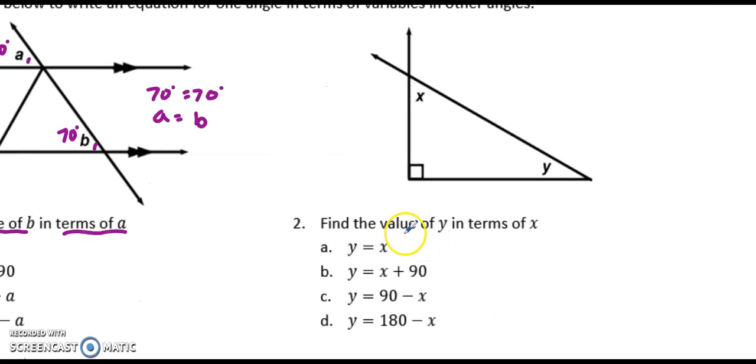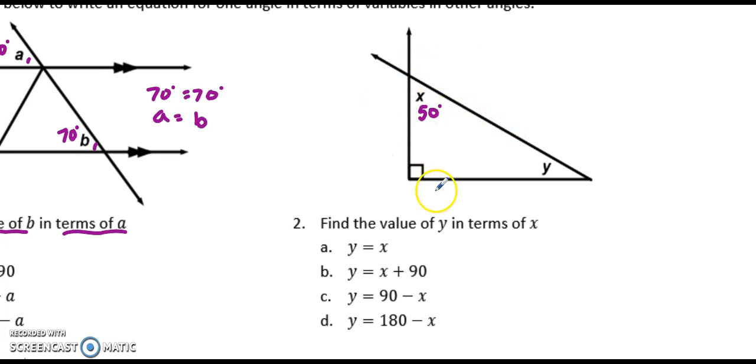Number 2, find the value of y in terms of x. Again, I'm going to have a solution where it's y equals, and then some expression involving x. It could be just y equals x, or y equals 180 minus x, or anything in between. Just like last time, instead of looking at the variables first, we'll substitute a pretend value in for x. So let's say x is 50 degrees, just for now.